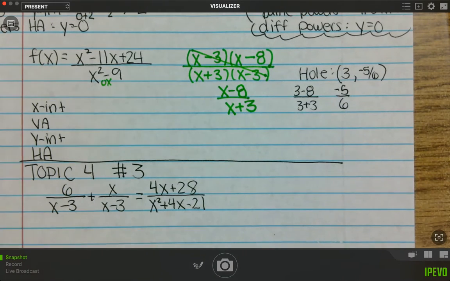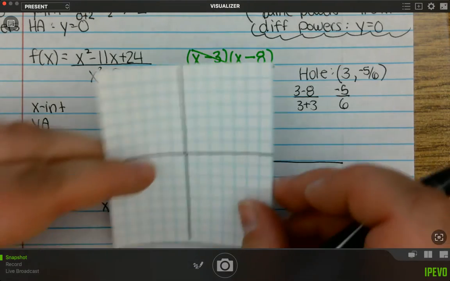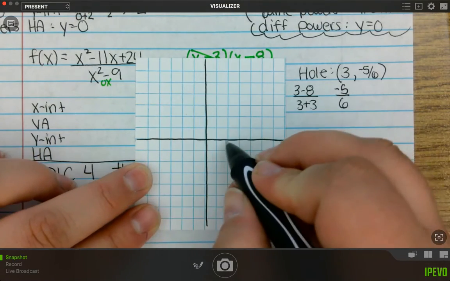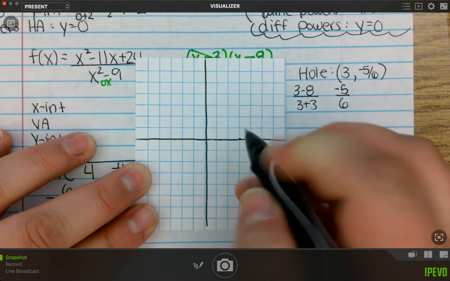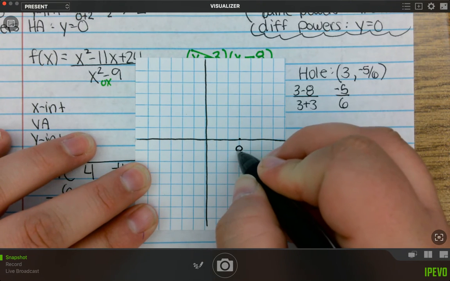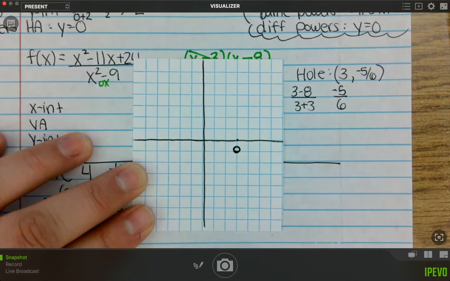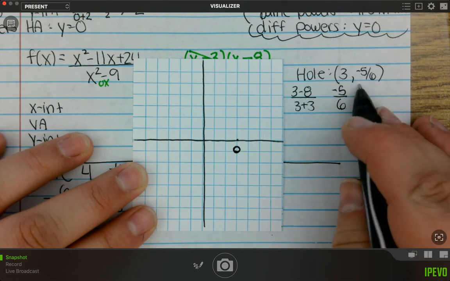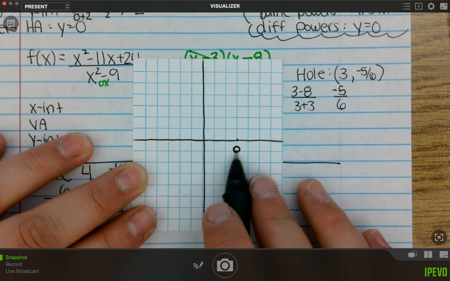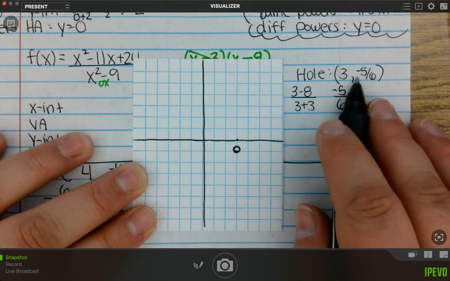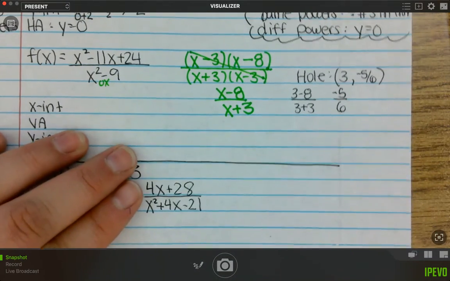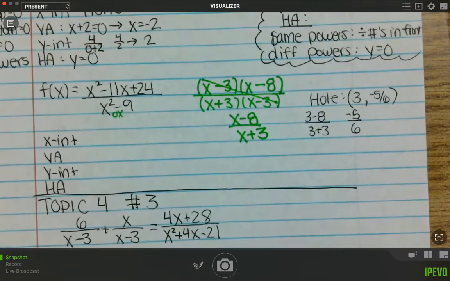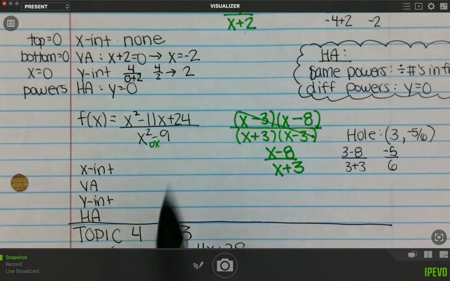When I go to put this on my graph, I'm going to do this correctly this time. I'm going to go over 3 and down 5/6, which is almost -1, because -6/6 would be -1. Just make sure you go down, not up, because it is -5 over 6. Okay? And then I'm going to use the same rules as up here.